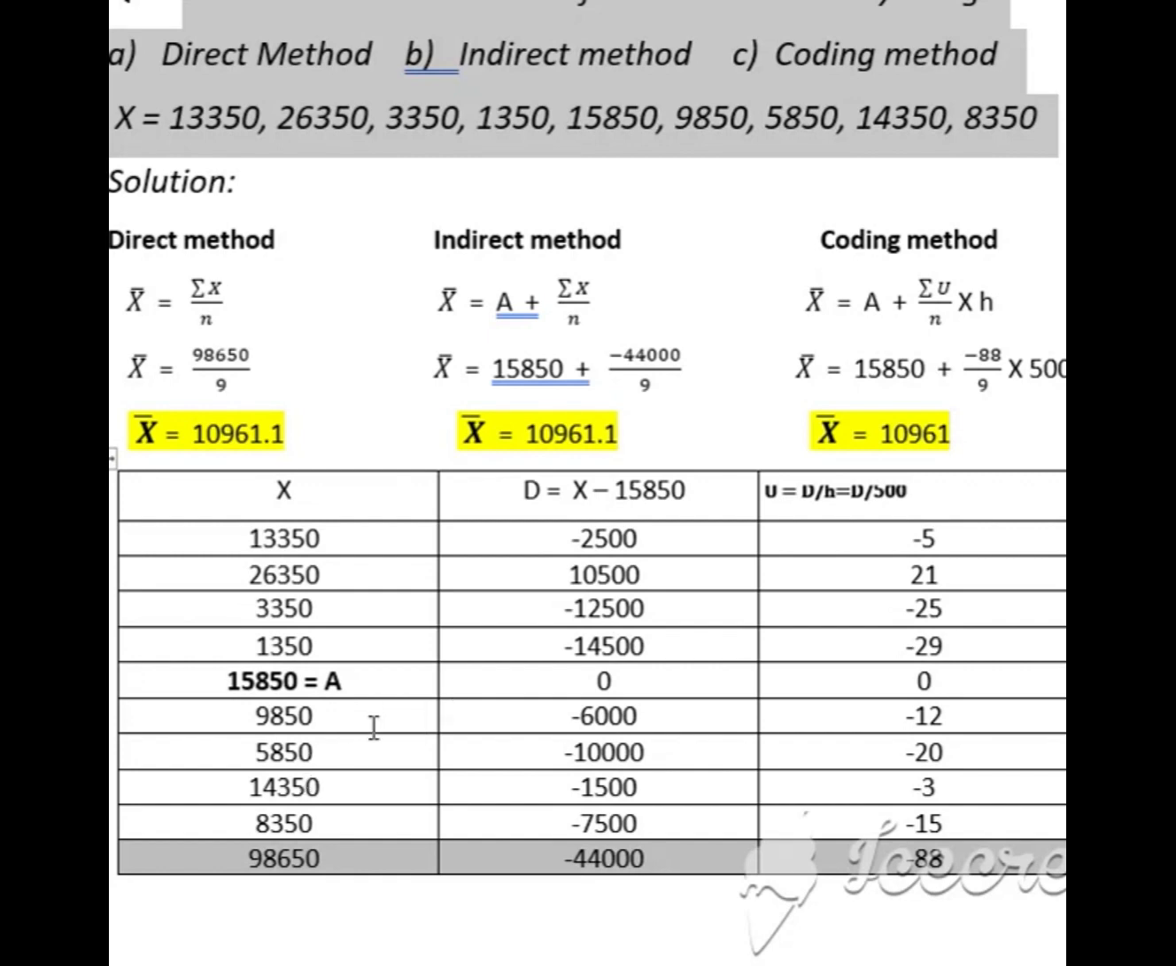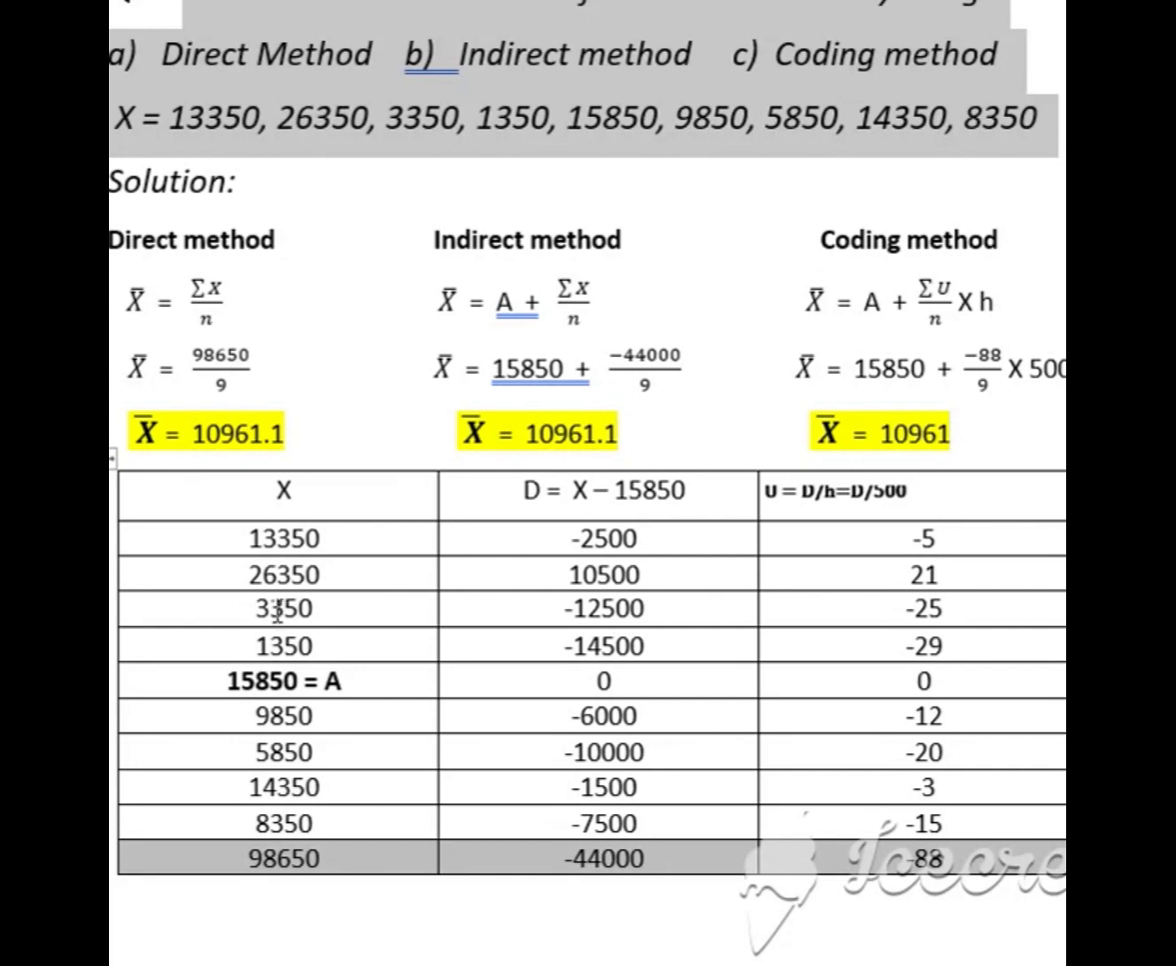Now for the indirect method, because these are big numbers, we make the numbers smaller or easier. You can assume any value from these X values, anyone. Someone can assume 13,350, or someone can assume 9,850. I assume here 15,850. Now this number is subtracted from each X, and that is called d. D is the difference, X minus this assumed number. So 13,350 minus 15,850 gives minus 2,500.